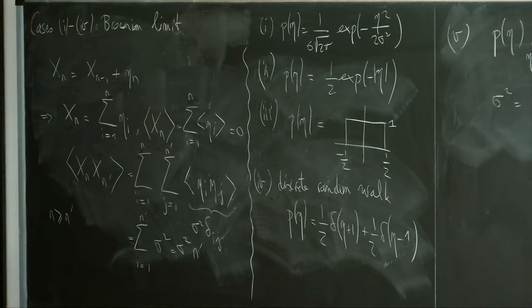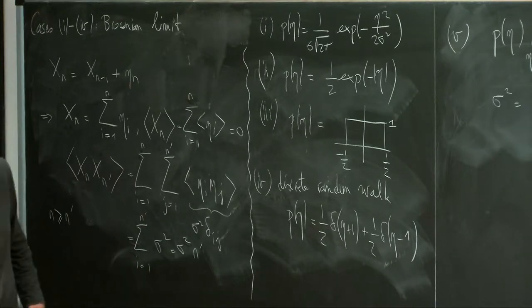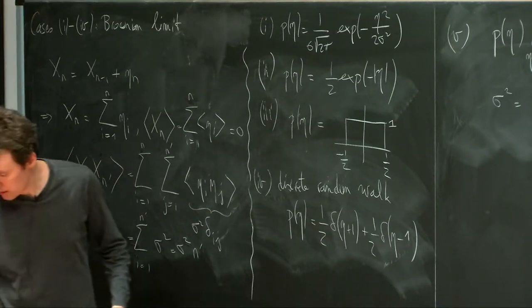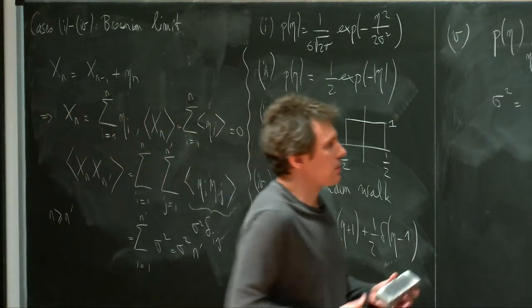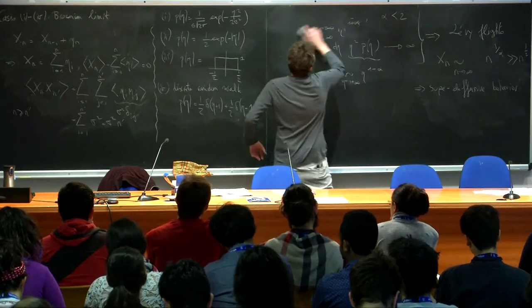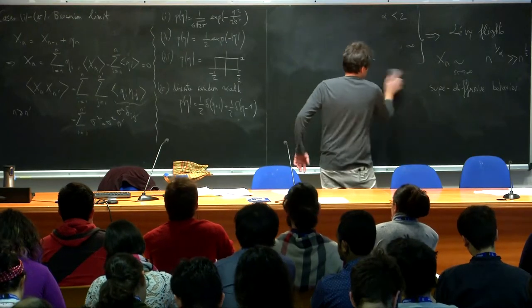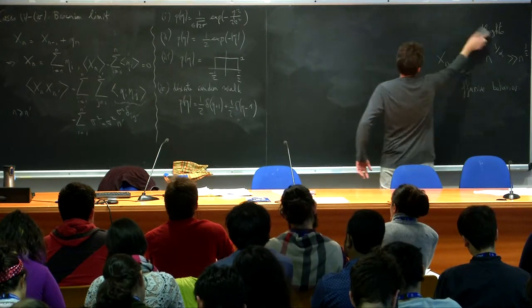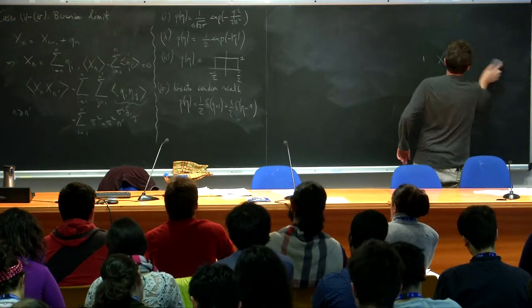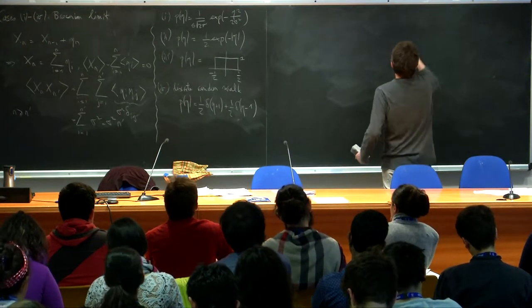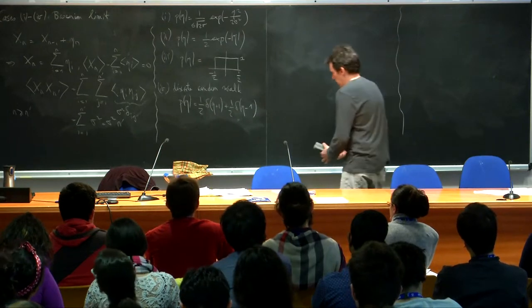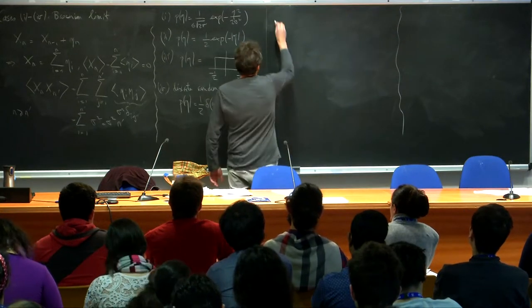Now, how does the trajectory typically look like? Well, in this case, if you really look at what happens on the large scale limit, you will see this typical Brownian type of motion.